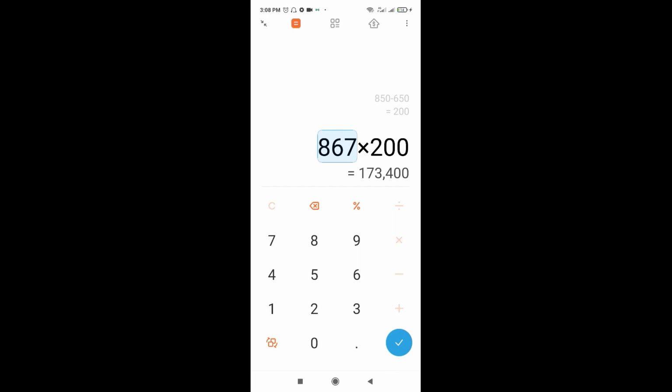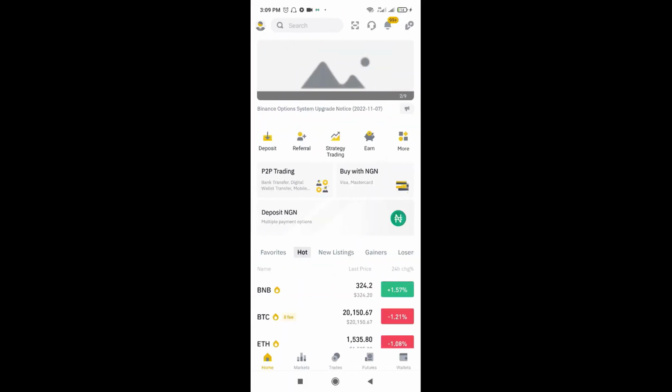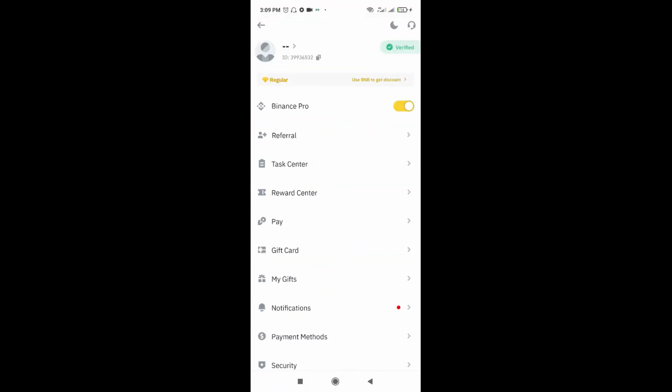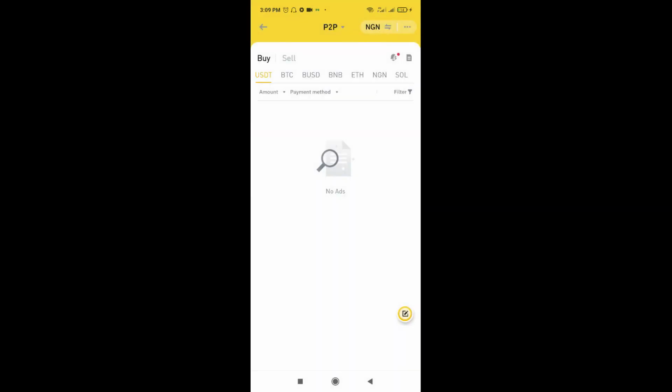It's not too technical. All you just have to do is have a Binance account, right? Get a Binance account. When you get a Binance account, you create your P2P account. Also, make sure that your Binance account is verified, because if your Binance account is not verified, you won't be able to do this stuff I'm talking to you about, right? You have to be verified to be able to trade on Binance P2P. So that is it. It's not difficult.